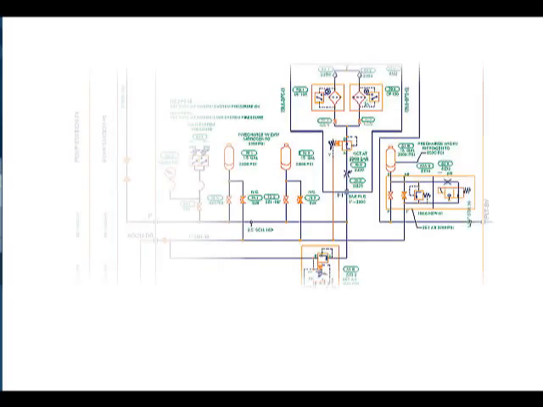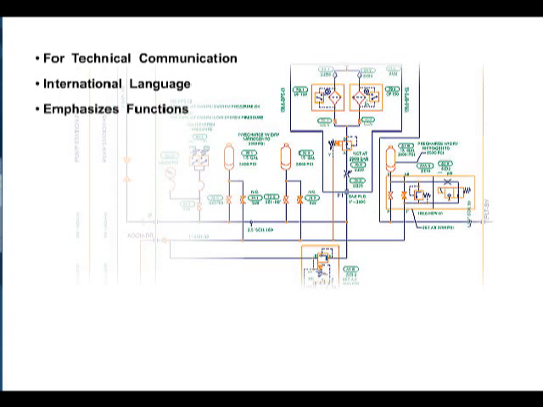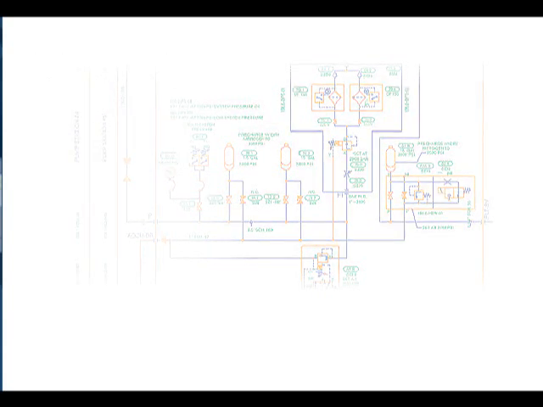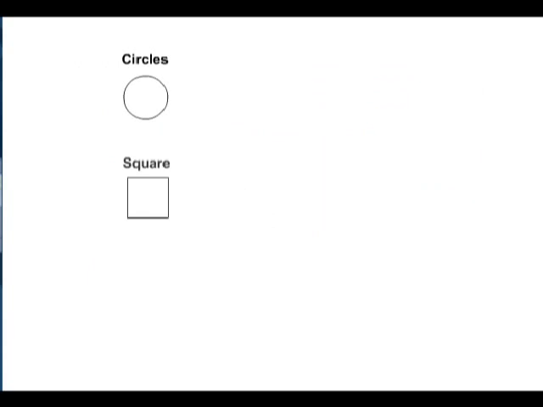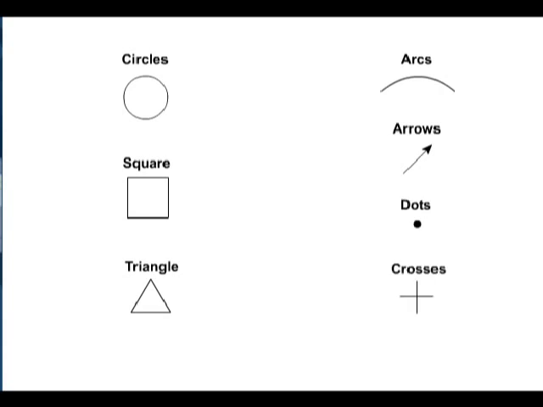Symbols are critical for technical communication. They are not dependent on any specific language, being international in scope and character. Hydraulic graphic symbols emphasize the function and methods of operation of components. These symbols can be rather simple to draw if we understand their logic and the elementary forms used in symbol design. The elementary forms of symbols are circles, squares, triangles, arcs, arrows, dots, and crosses.